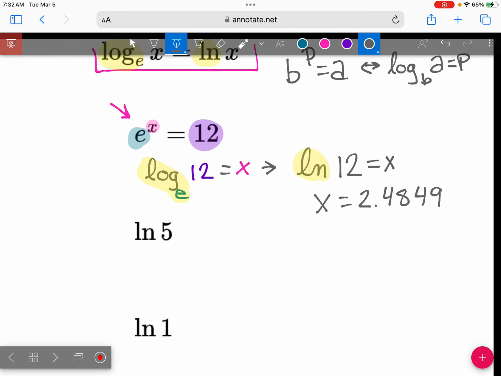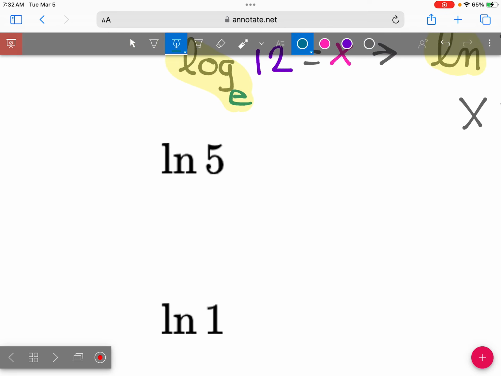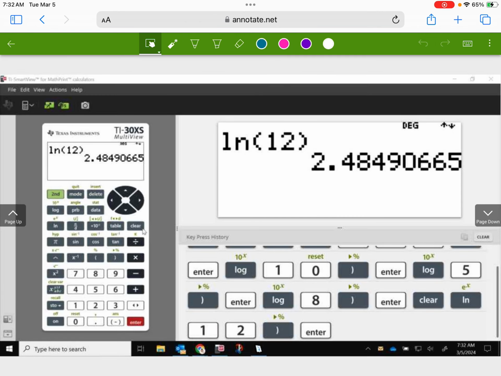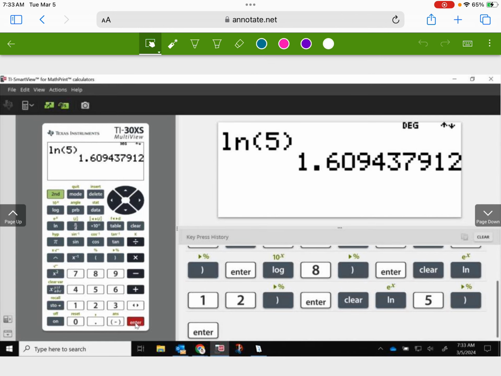These next two, we're just going to type in the calculator. So we're going to have the ln of 5, the natural log of 5, log base e of 5. Those things all mean the same thing. So we're going to type them in the calculator. We're going to have ln, which is up here, of 5. And it gives us a funky decimal, and that's okay. We're going to take 4 decimal places, 1.6094.